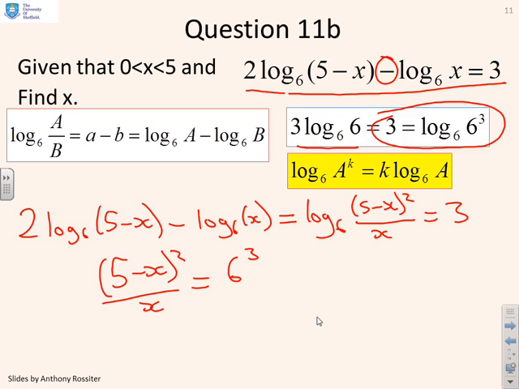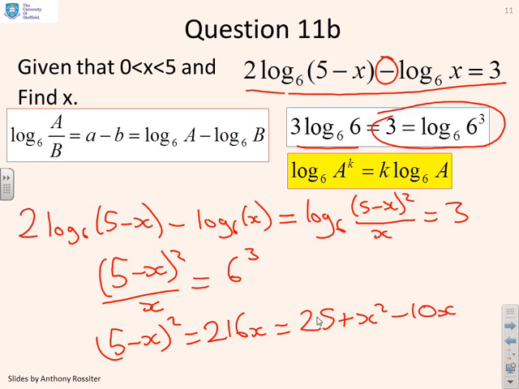Having got to that stage, I can write 5 minus x squared equals 216x, equals 25 plus x squared minus 10x. And clearly you can now rearrange that into a quadratic and solve it using your quadratic formula. However, we have a warning.